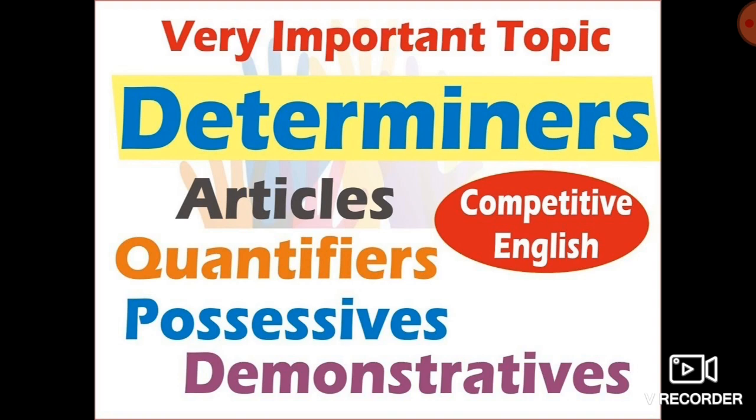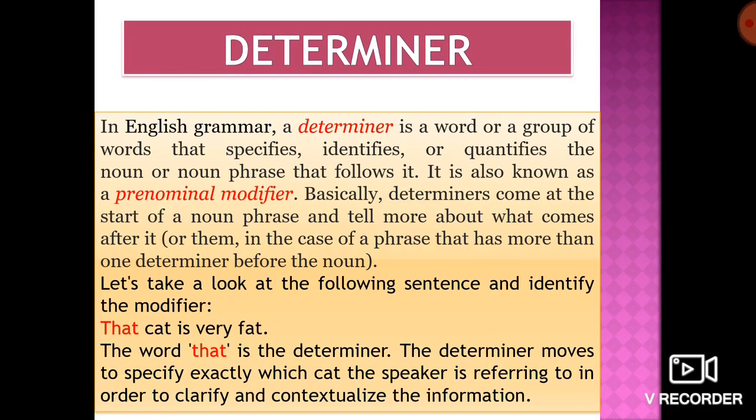Let's read the definition of determiners in detail. In English grammar, a determiner is a word or a group of words that specifies, identifies, or quantifies the noun or noun phrase that follows it. It is also known as a prenominal modifier. Basically, determiners come at the start of a noun phrase and tell more about what comes after it or them. In case of a phrase that has more than one determiner before the noun.